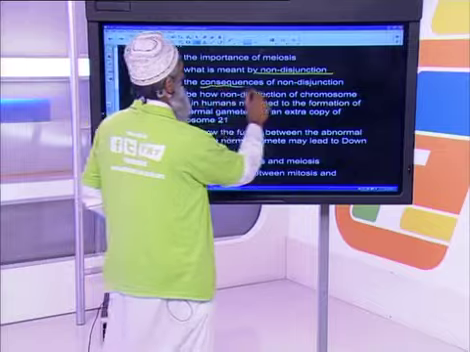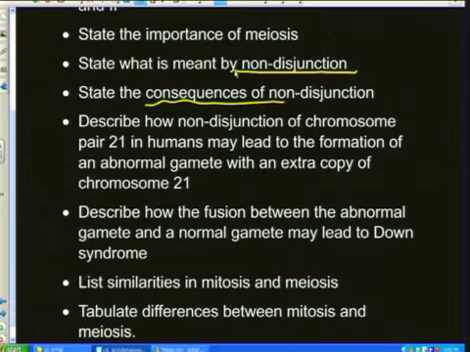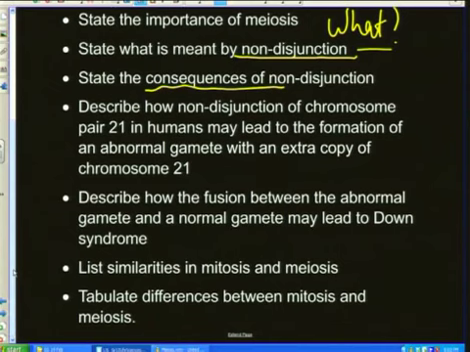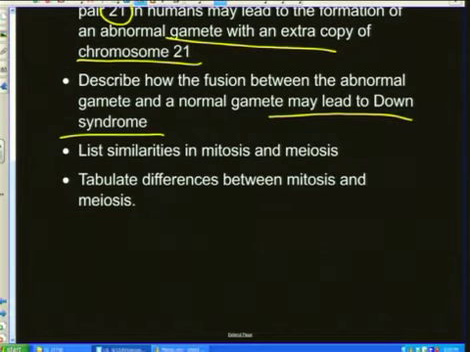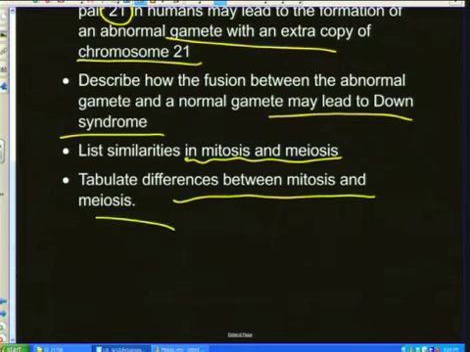State the consequences of non-disjunction. In other words, first we're talking about what non-disjunction is, and secondly we're going to talk about what happens if non-disjunction does occur in meiosis. We also want to talk about how this non-disjunction of chromosome pair number 21 leads to Down syndrome. Describe how the fusion between the abnormal gamete and normal gamete may lead to Down syndrome. We also want to know the similarities between mitosis and meiosis, and lastly, the differences between mitosis and meiosis.